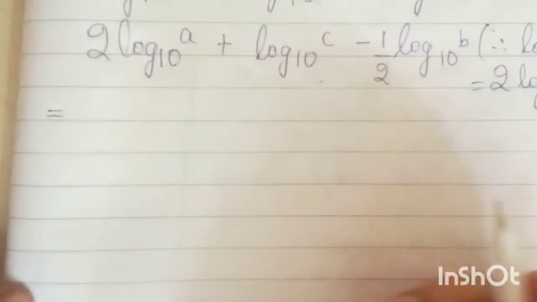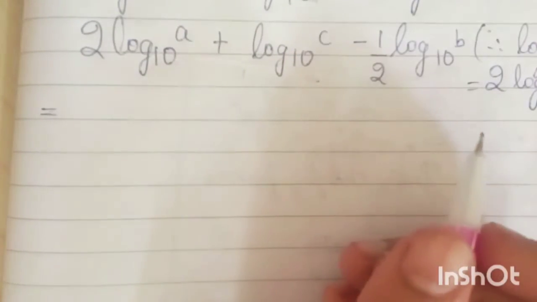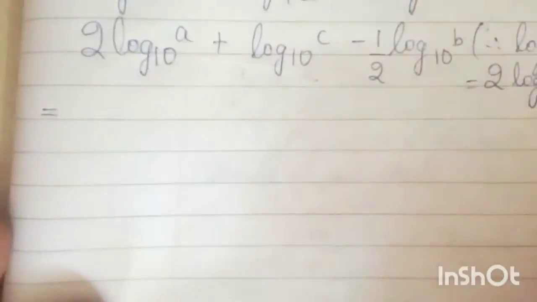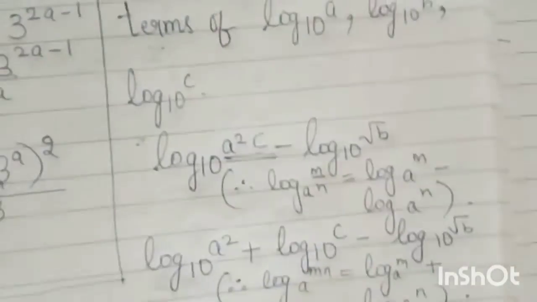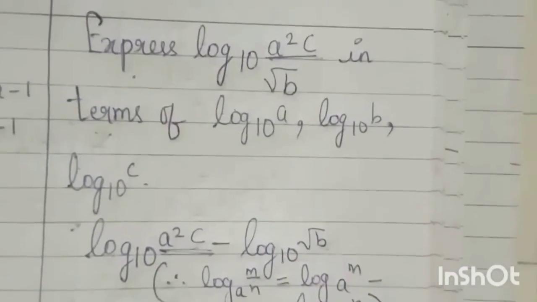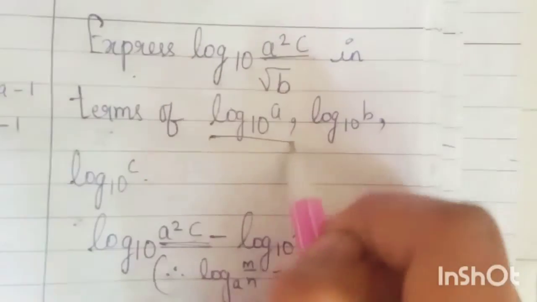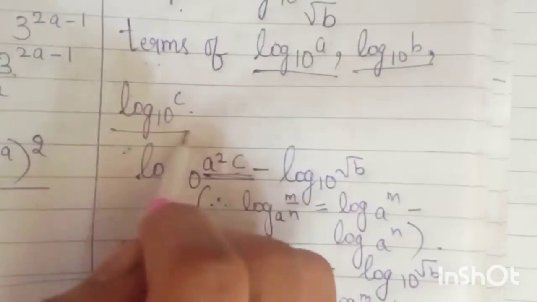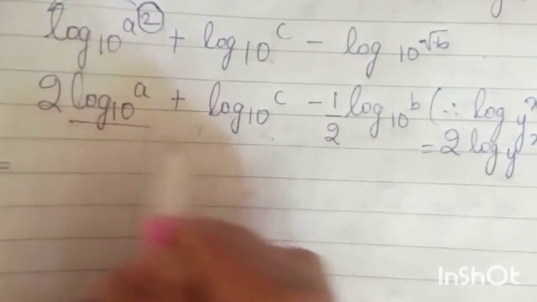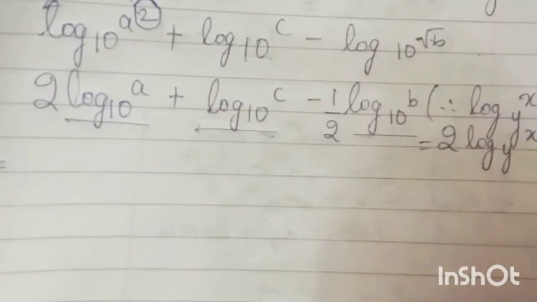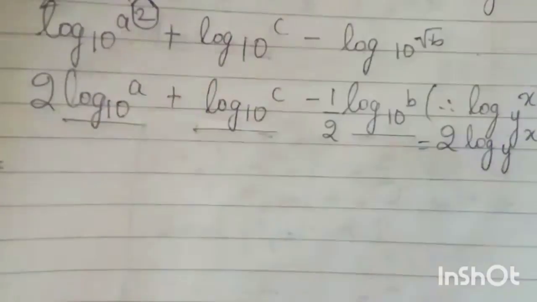Now I can still simplify, okay, but we have done it because see the question they have asked. They have asked us to express in terms of log a to the base 10, log b to the base 10 and log c to the base 10. Okay, we got it. Log a to the base 10, log c to the base 10, log b to the base 10. That's it. So the sum is over.